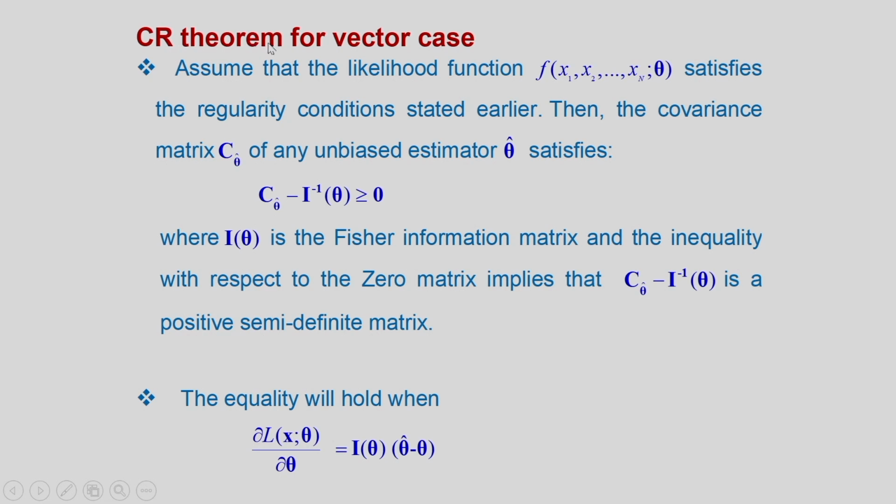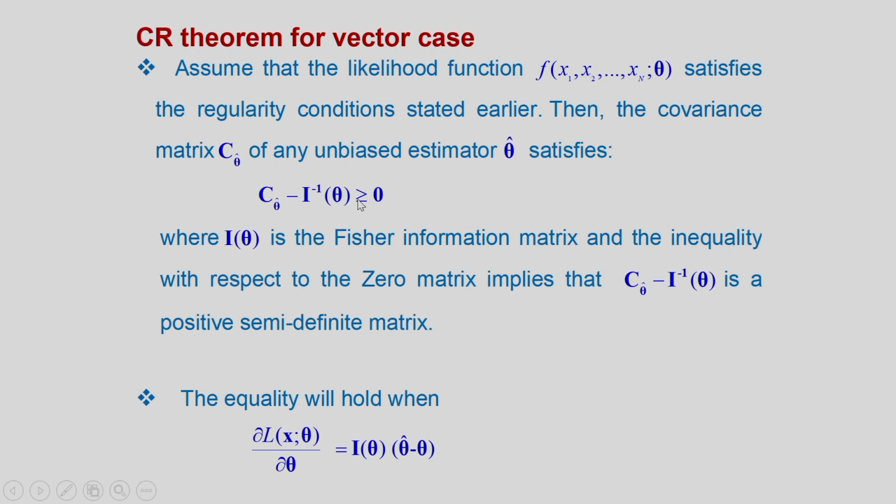Now, we can state the CR theorem for the vector case. Assume that the likelihood function satisfies the regularity conditions stated earlier. Then the covariance matrix C theta hat of any unbiased estimator theta hat satisfies this relationship: the covariance matrix minus I inverse of theta, where I theta is the Fisher information matrix, will be greater than or equal to 0. So, C of theta hat minus I inverse of theta will always be greater than or equal to the 0 matrix, where I theta is the Fisher information matrix.